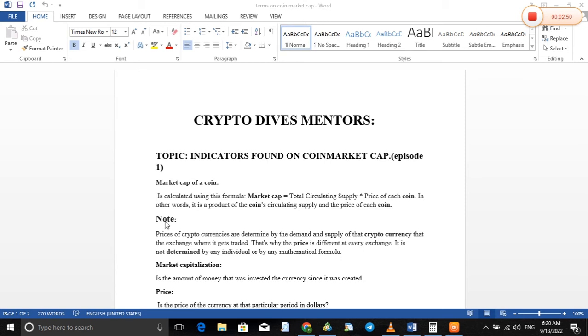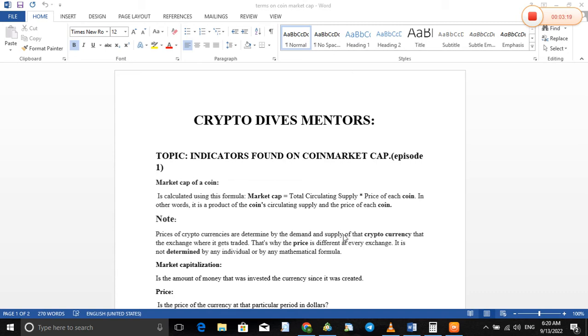Let me continue. Note, prices of cryptocurrencies are determined by the demand and supply of a cryptocurrency at the exchange where it is traded. That's why the price is different at every exchange. It is not determined by an individual or by any mathematical formula. Let me repeat this. Note, prices of cryptocurrencies are determined by demand and supply.